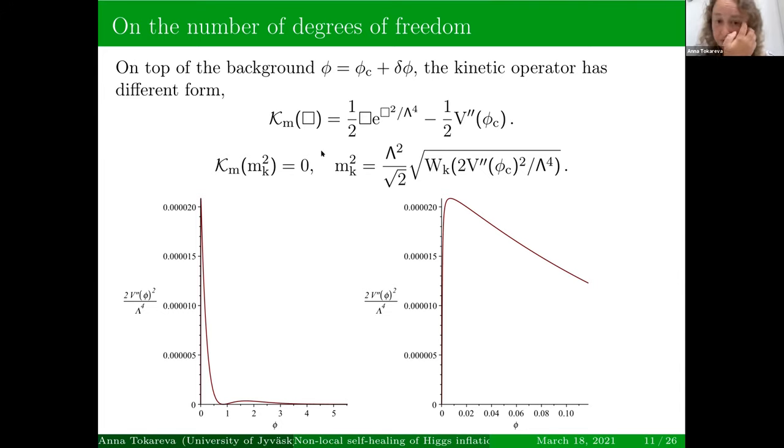These degrees of freedom are actually an infinite number of fields with complex masses. Here, it's for the simplest choice of the propagator. These masses can be derived analytically through Lambert functions, through the Lambert function, which has an infinite number of values.